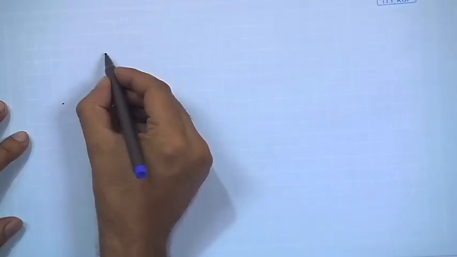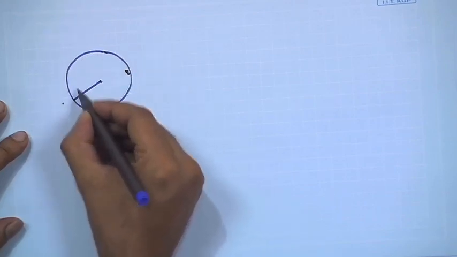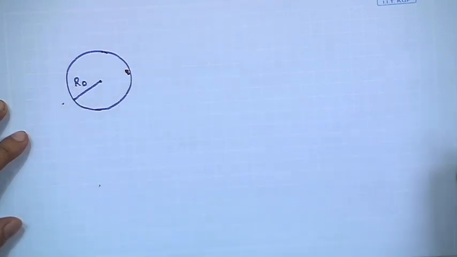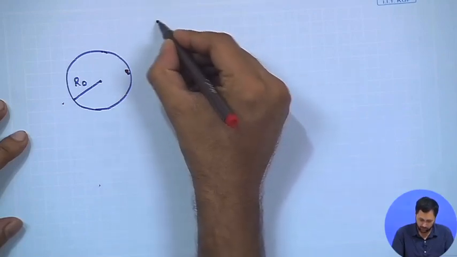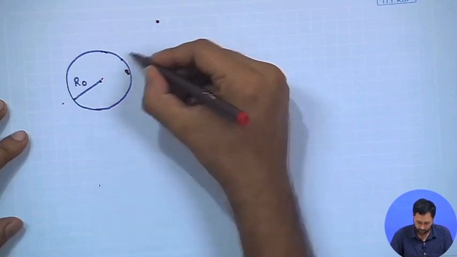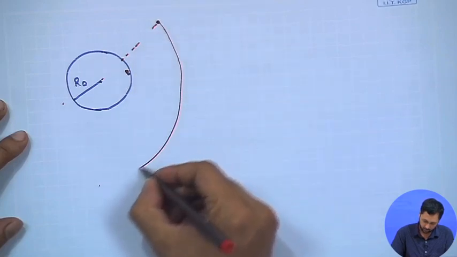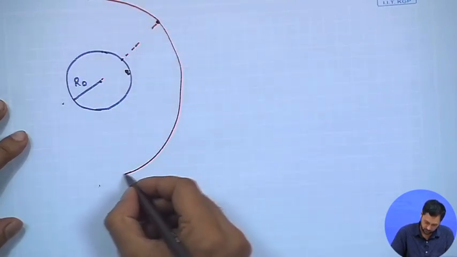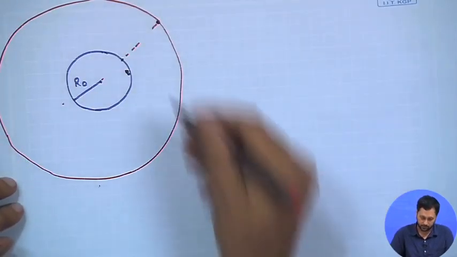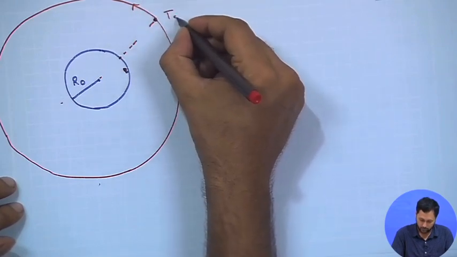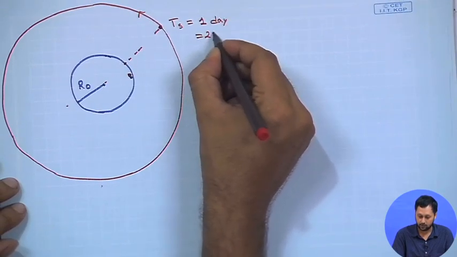So, the situation is the following. This is our Earth with a radius r0, and a geostationary satellite is a satellite which stays on this particular point on Earth, and it rotates along with the Earth. So, Ts, which is the time period of revolution, is 1 day, that is 24 hours.